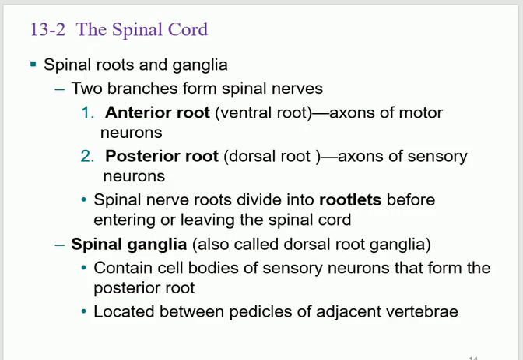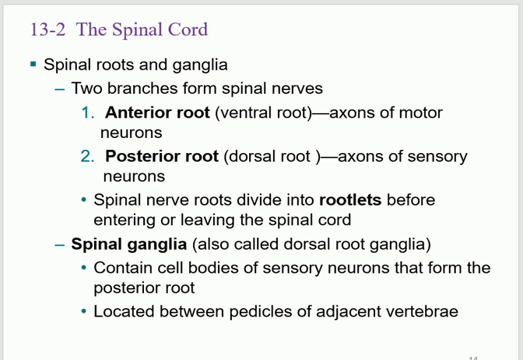The spinal nerves will have two roots, anterior or ventral, posterior or dorsal. What's the difference between those? Two differences between these roots. The spinal nerve looks like a tree. If you look at the tree, it has roots and then trunk and then branches. Same thing: the spinal nerve has roots, trunk, branches.